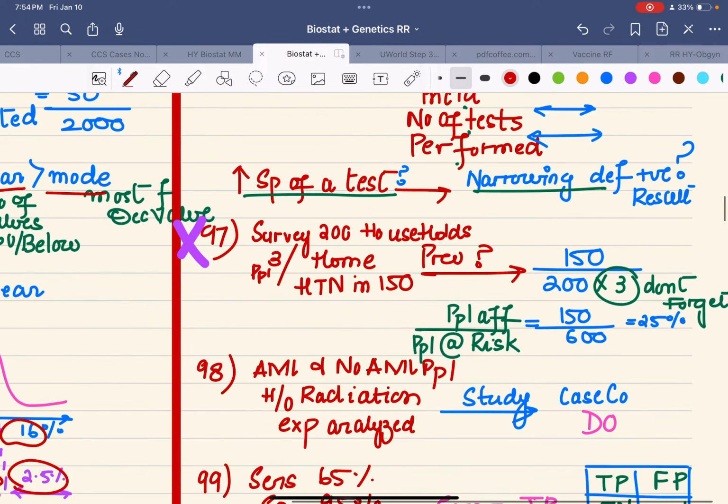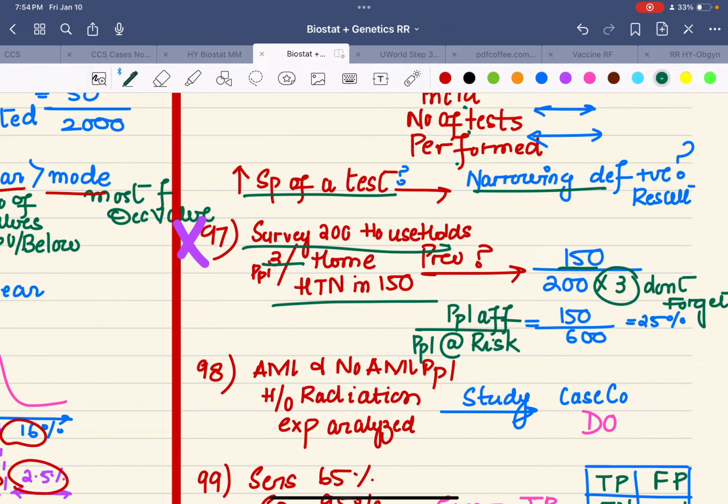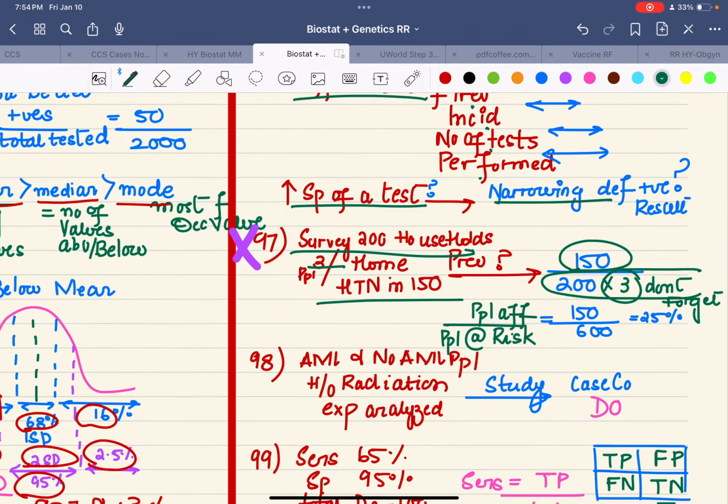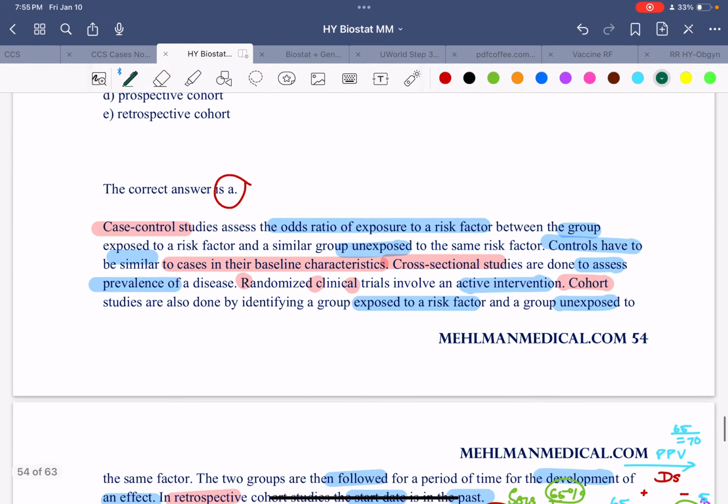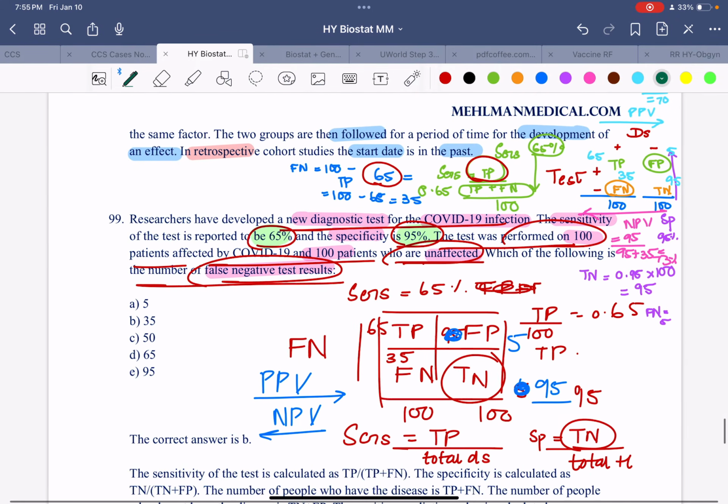Okay, and we know from the previous question that if we do a survey of 200 households, and there are 3 people in each home, and the people affected are 150, we put the diseased people at the top and the total population at the bottom. 200 multiplied by 3 people in each household, so the total is 150 upon 600, and that is 25%. And the type of study in which people have the disease and don't have the disease, and then we trace them for the exposure, so beginning with the disease and going to the risk factor or the exposure, is known as a case control study by the CCDO mnemonic. Okay. So question number 99.